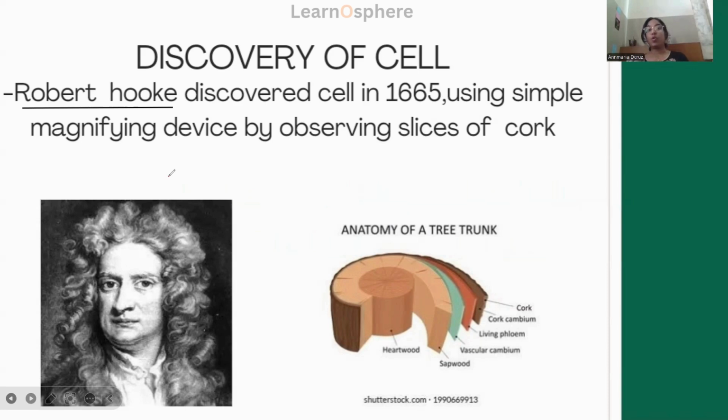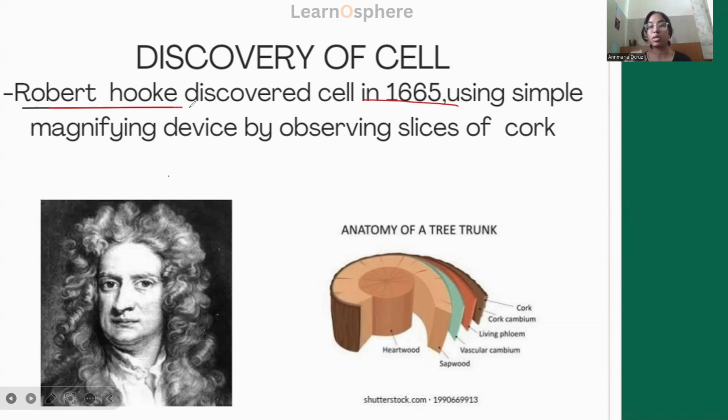Now before studying what is a cell, we need to know how exactly the cell was discovered. The cell was first discovered by Robert Hooke. He's a scientist, and the cell was first discovered by Robert Hooke in the year 1665. Now how did he discover it?